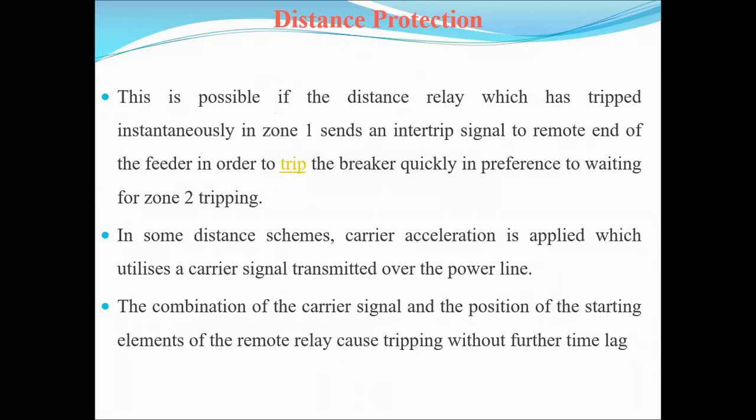Otherwise the circuit breaker does not operate. Why? Because the circuit breaker operates only when 100% of the tripping signal is given to the circuit breaker, then only the circuit breaker will be operated. In the zone 1 type of protection, we give only 80% of protection. The other 20% of protection is given by the zone 2 type of protection.